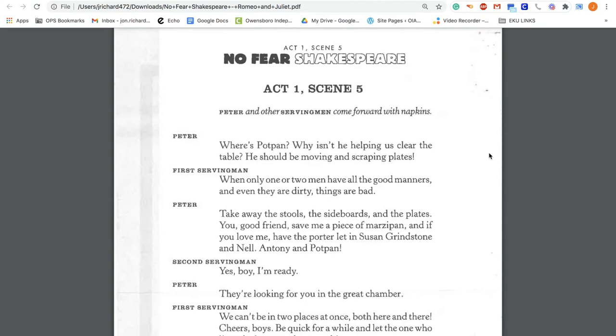So, let me write this down. Jackson is Capulet. And Miss Stockdale is going to read Juliet. I'll read Romeo and some of the other parts as we go.